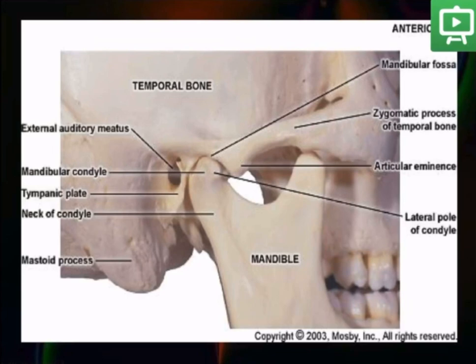This is a diagrammatic representation of the articulation of the temporomandibular joint, showing the mandibular fossa posterior to the articular eminence that articulates with the mandibular condyle. The mandibular condyle is connected to the mandible through the condylar neck. The temporomandibular joint is anterior to the external auditory meatus, which is in the temporal bone.